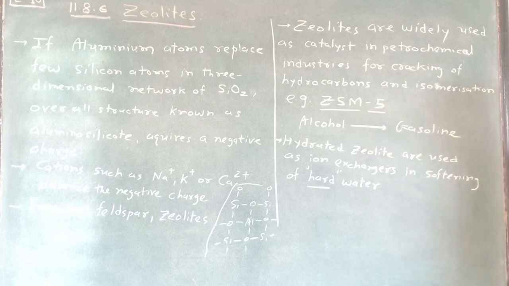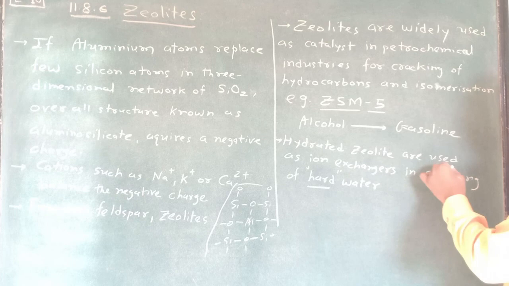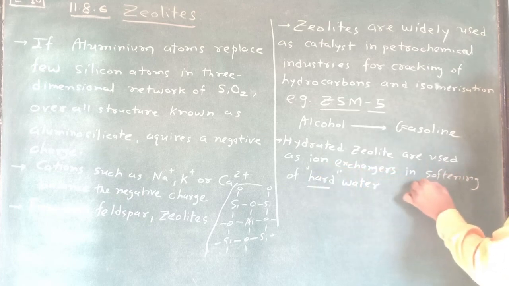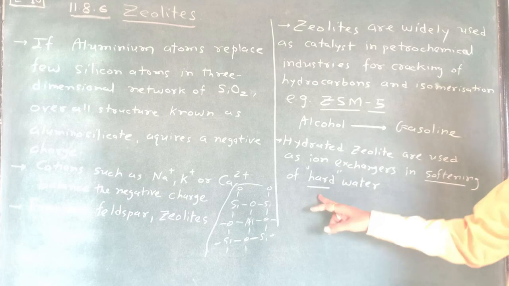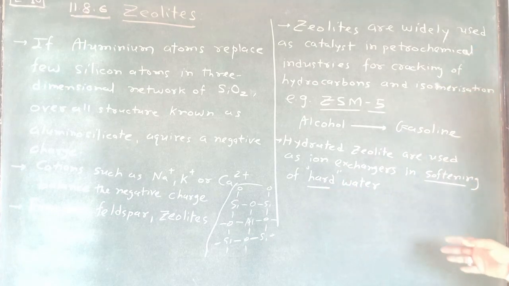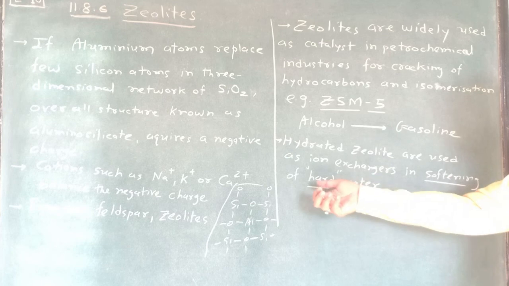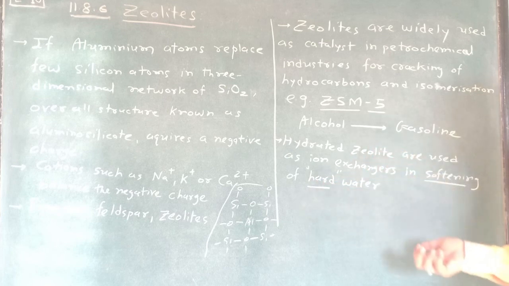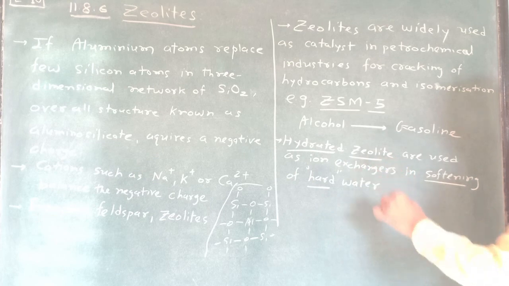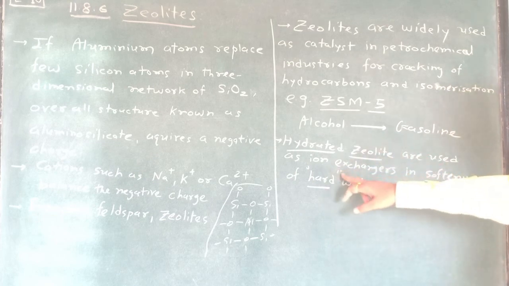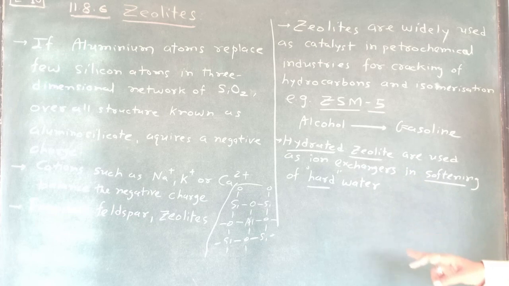Remember this one. Hydrated zeolites are used as ion exchangers in softening of hard water. Is it clear? Softening of hard water. Softening means the hardness of hard water is decreased by zeolite, and it is used. You already learned in chapter number 9. It's very important, and here hydrated zeolite is very useful. They are used as ion exchangers in softening of hard water, removing permanent hardness.